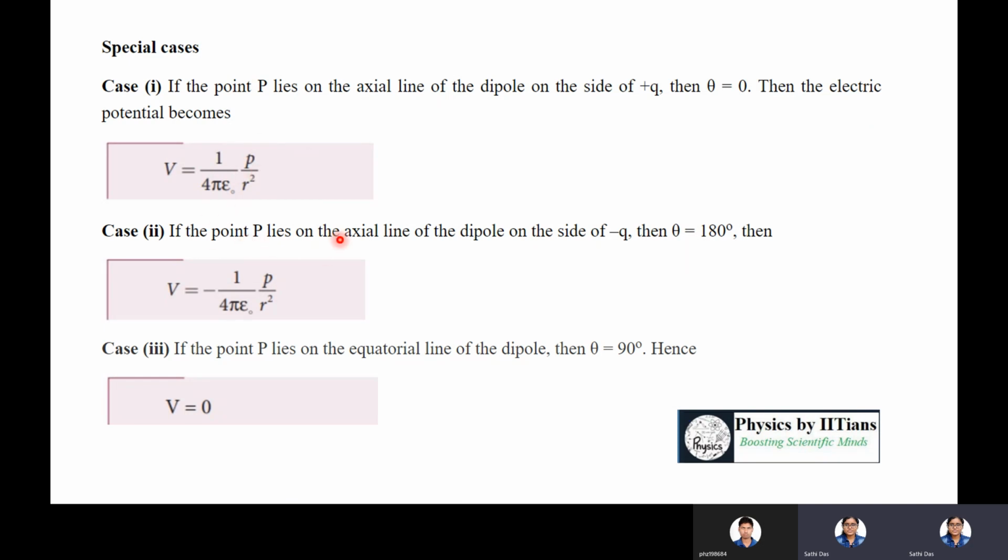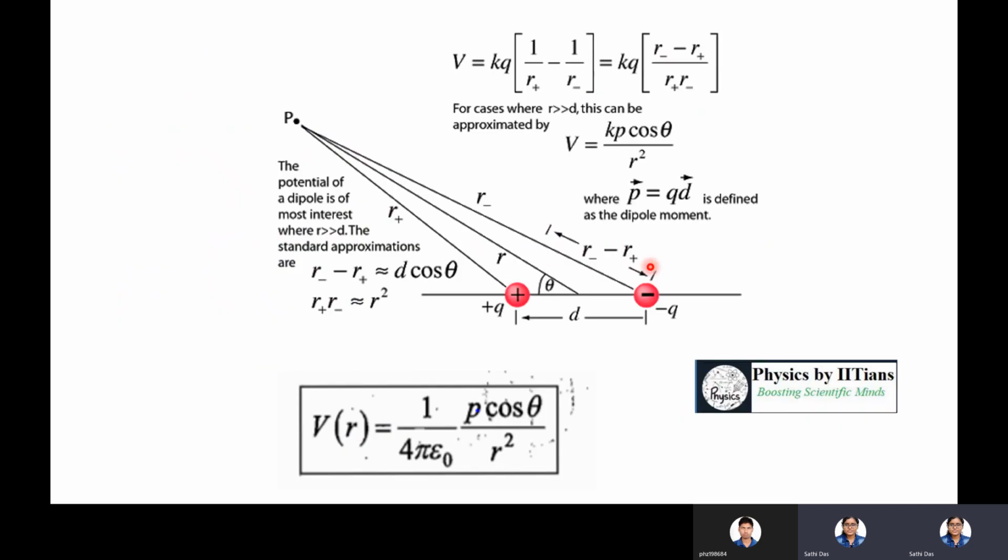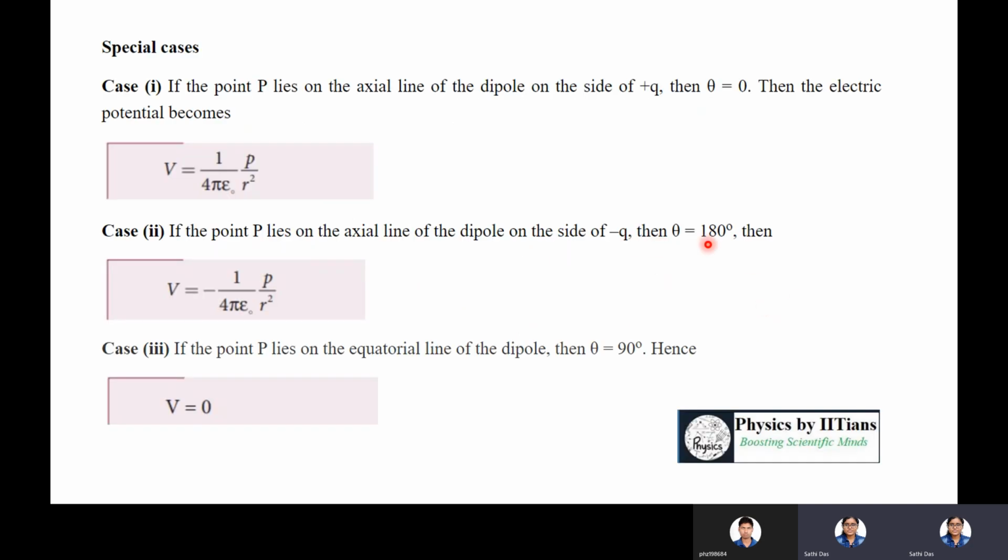If the point P lies on the axial line of the dipole on the side of minus Q, sorry, here this is minus Q and this is plus Q. Earlier we took the point P on the side of plus Q, and now we are taking it on the side of minus Q. So theta is 180 degrees, and the potential V will be minus 1 by 4 pi epsilon naught p by r square.